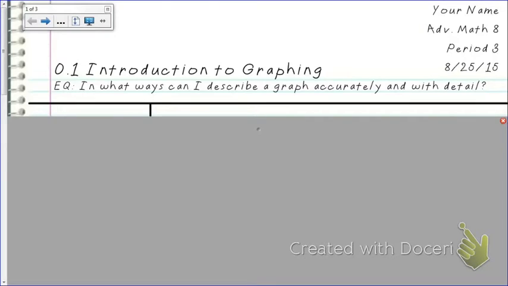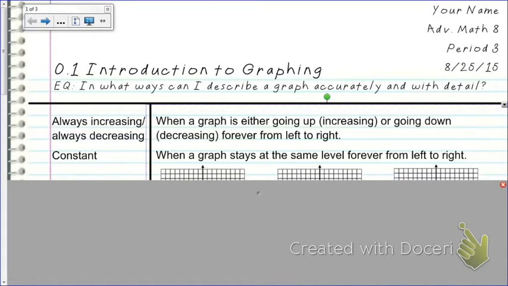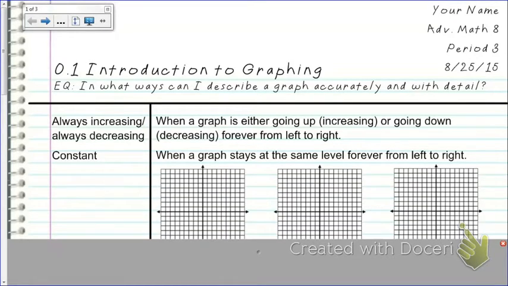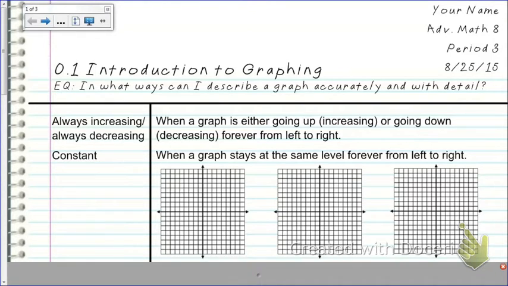So I'm just going to give you some very brief notes. We're setting it up Cornell note style. So right now we're just going to be doing some terms. So what I want you guys to do, on the left side, I'm going to define always increasing, always decreasing, and I'm going to give you some examples. And constant.